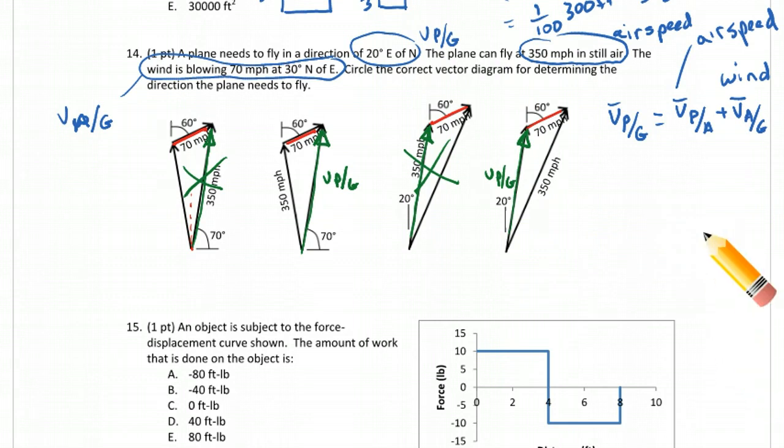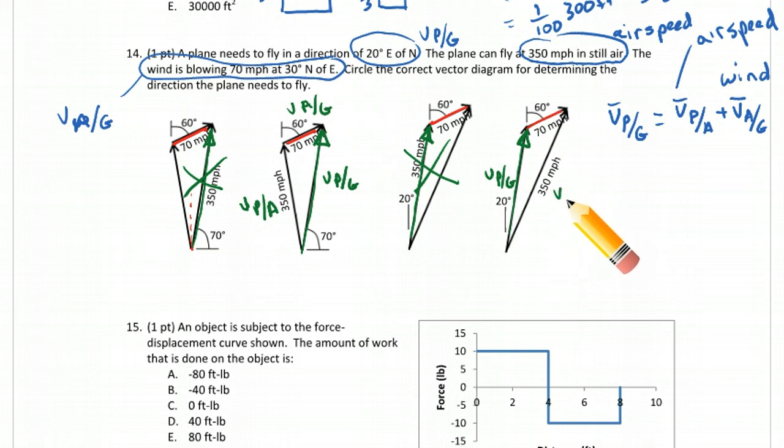Okay, so let's look at our equation over here. We have plane with respect to the air added to the air with respect to ground. So vector addition, head to tail. Okay, and we've already narrowed it down to these two. The 350 was the plane with respect to the air, and this we said was the air with respect to the ground.